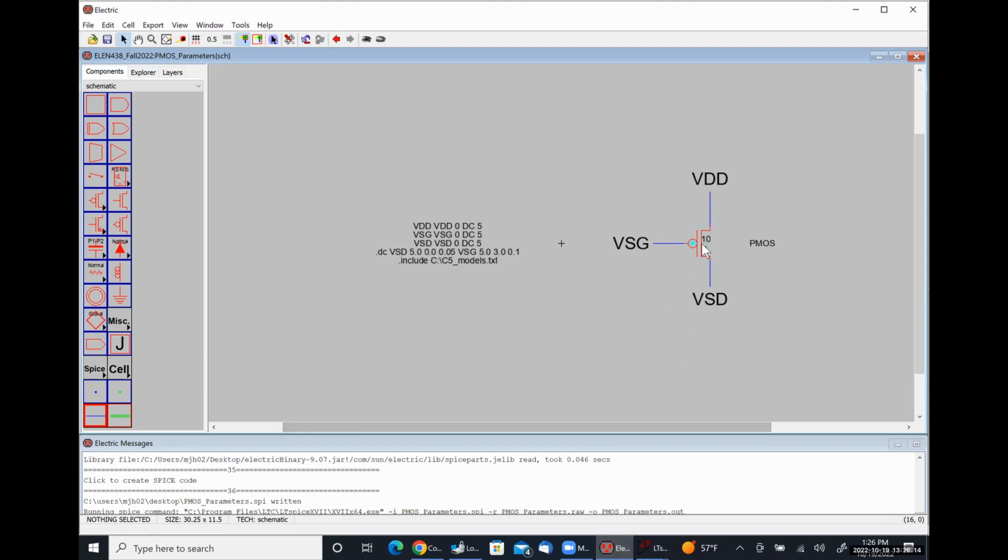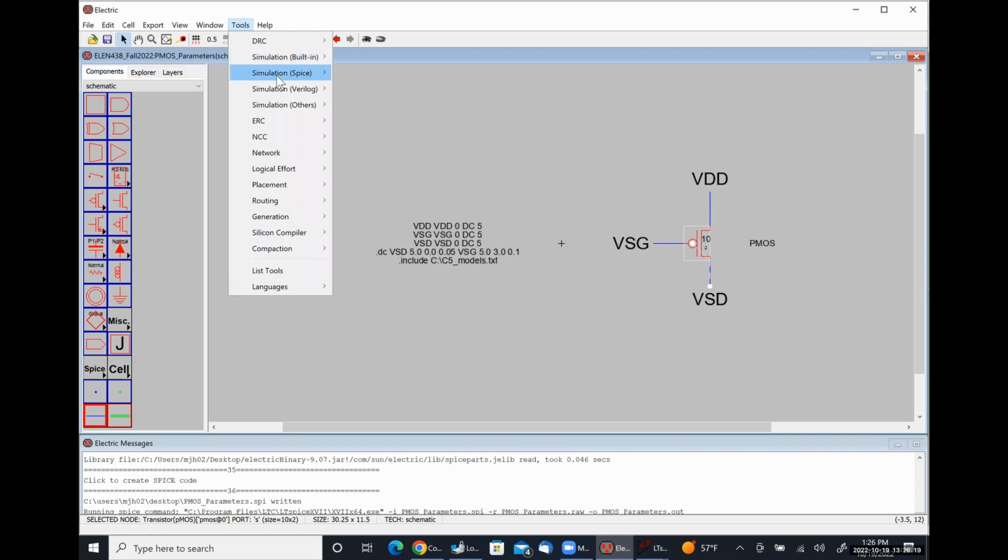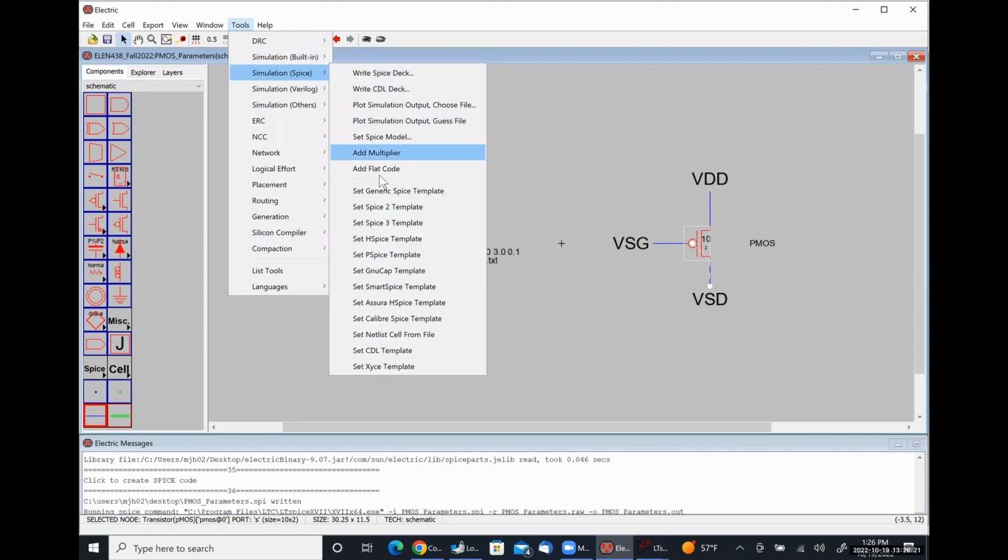So if you have the transistor selected, go to Tools, Simulation, Spice, and then move down to Set Spice Model.